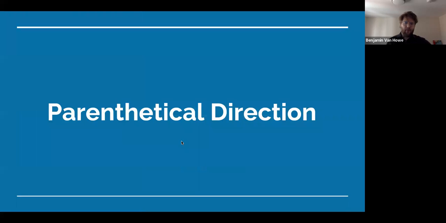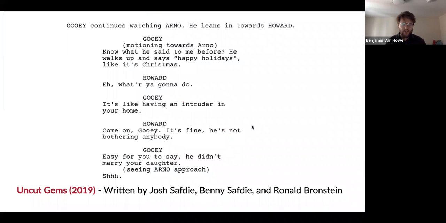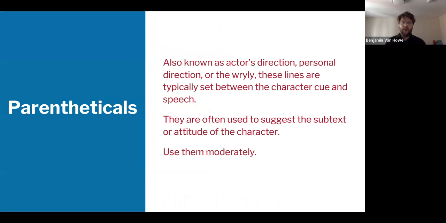So moving on to parenthetical direction. If we look at this example from Uncut Gems, we have two here where it signifies who the character is speaking to, who they're looking at. That's a great use of parentheticals to make it more specific and clarify what's happening in the scene. This is also known as the actor's direction, the personal direction. These are usually put between the character cue and the actual speech. They suggest the subtext or the attitude of the character, how they're feeling, certain emotions, who they're talking to.